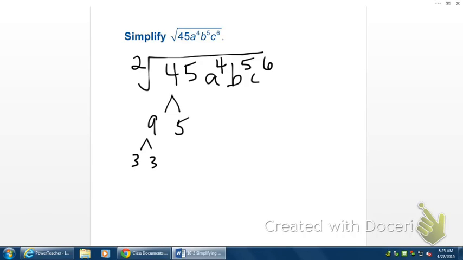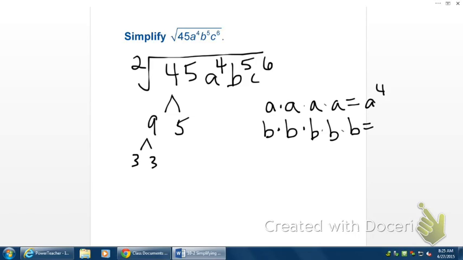What times what gives me an A to the 4th? 4 A's. What about the B's? 5 B's, absolutely. B times B times B times B times B, it's just going to be itself. That gives you B to the 5th.